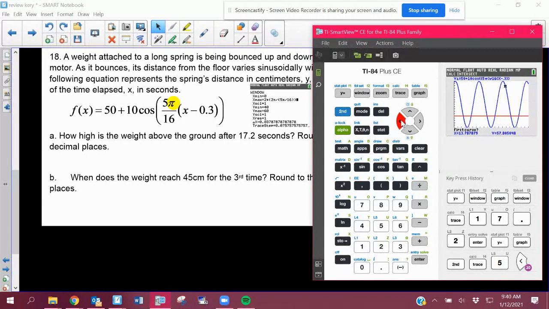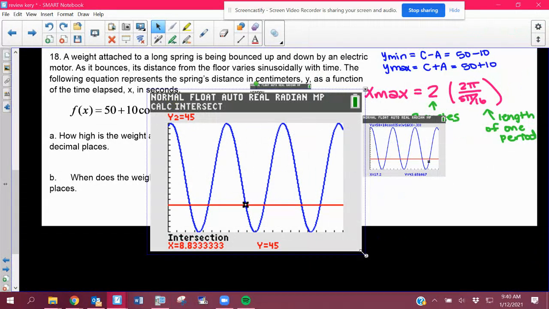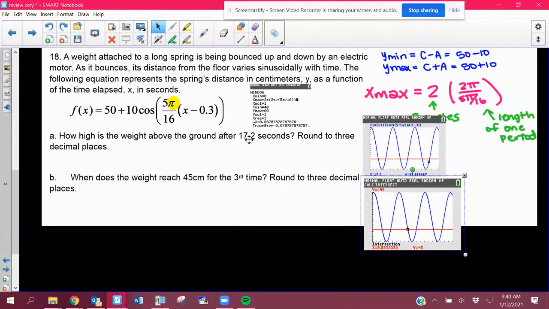Again, you need to be close to this intersection point. Otherwise, your calculator will give you the other intersections. Here we go. And I'm going to press enter 3 times. And I get that it is about 8.833 seconds.